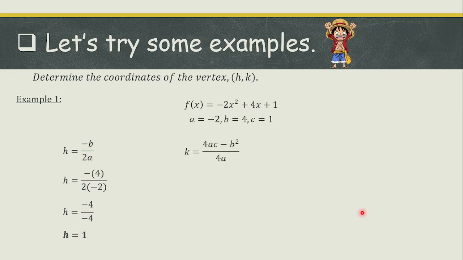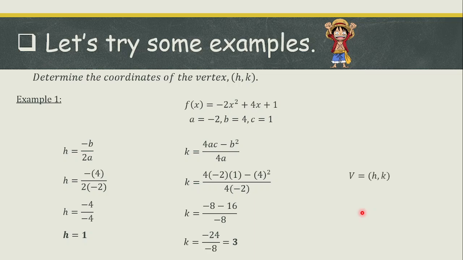Then for finding k, here is the formula. k equals 4ac minus b squared divided by 4a. Substitute the value of a, b, and c to the formula. k equals 4 times negative 2 times 1 minus 4 squared divided by 4 times negative 2. 4 times negative 2 times 1, the answer is negative 8. 4 squared, the answer is 16. So negative 8 minus 16 divided by 4 times negative 2, which is negative 8. So negative 8 minus 16 is negative 24, divided by negative 8. Negative 24 divided by negative 8, the answer is 3. So k is equal to 3.